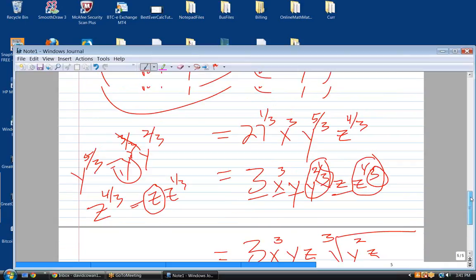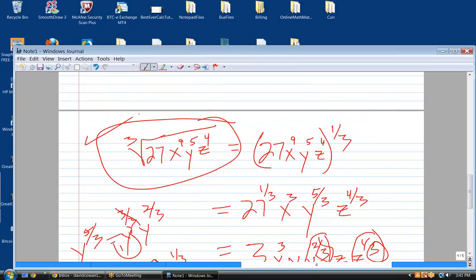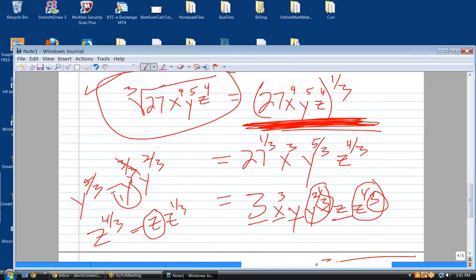At least if it was given to you this way. If it was given to you this way here, then probably this might be sufficient. Well, you'd want to always reduce that to 3. But whether you'd want to pull out the y and the z or not, I'm not sure. But usually it's given to you like that. It's usually given to you with the radical sign.